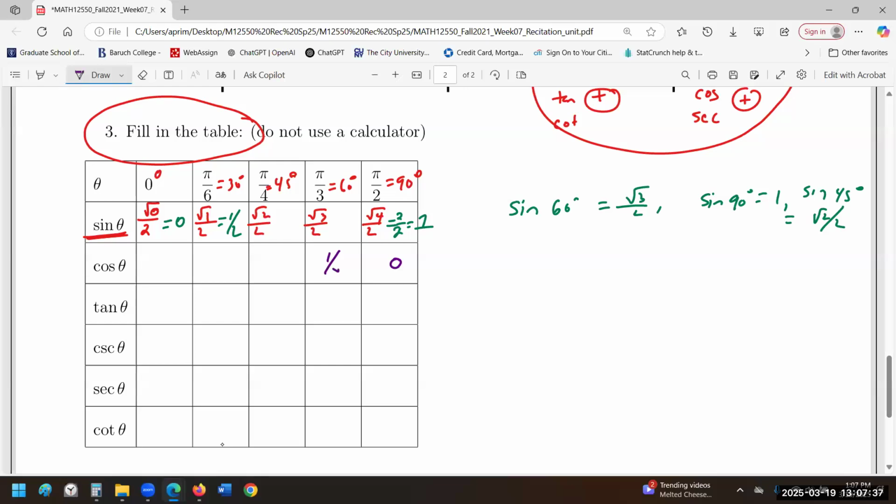0, 1/2, root 2 over 2, root 3 over 2, and then the last one is 1. So whatever you have for sine going from left to right, for cosine, you're going to write them from right to left. They're the same numbers, just in reverse direction.